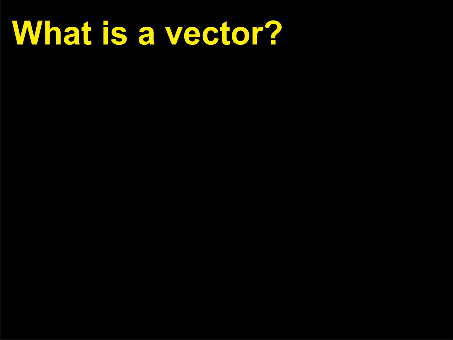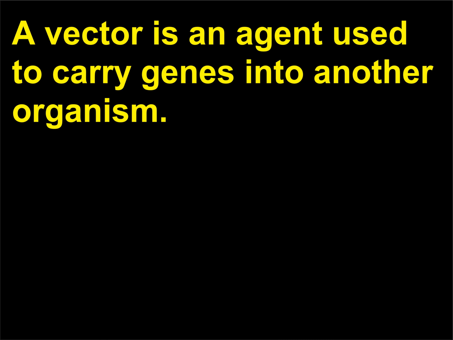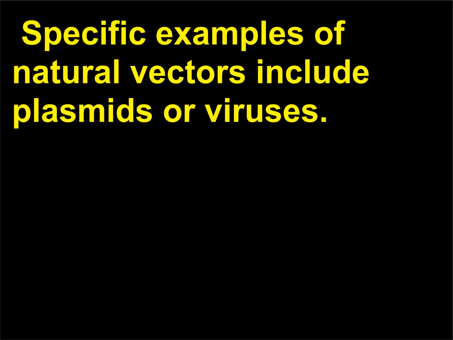What is a vector? A vector is an agent used to carry genes into another organism. Specific examples of natural vectors include plasmids or viruses.